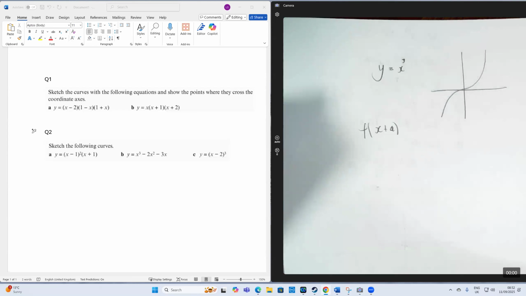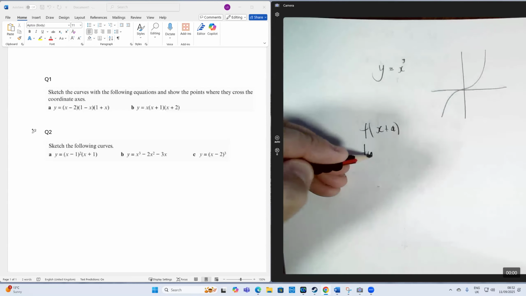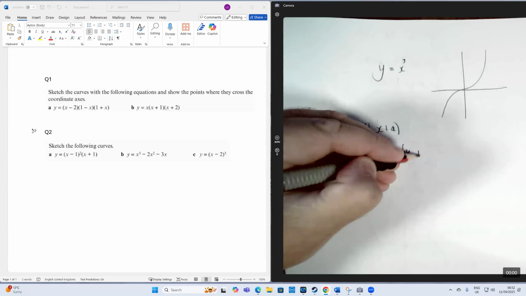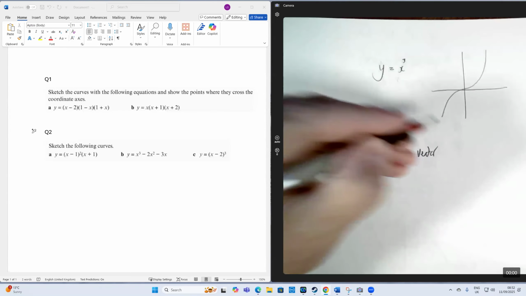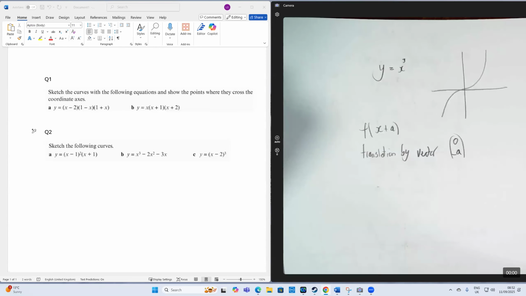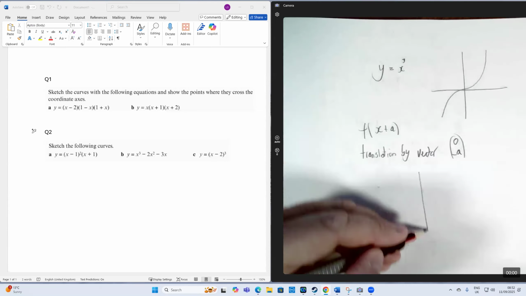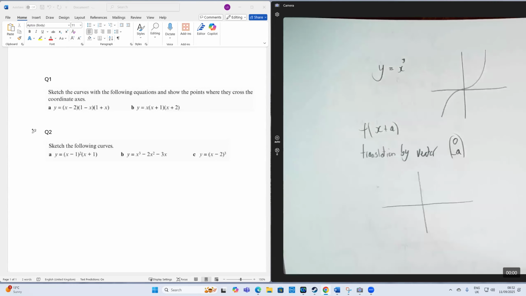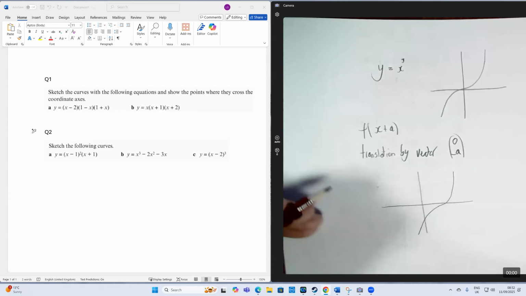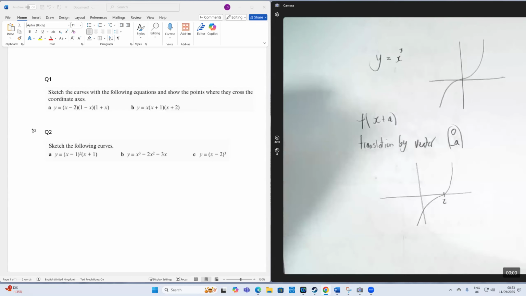Now this is a translation by vector (-a, 0), which means that the whole graph is going to move a units to, in this case, the right. So we can say that this cubic is going to be translated to the right, so it's going to look like this. So that is our 2c there.